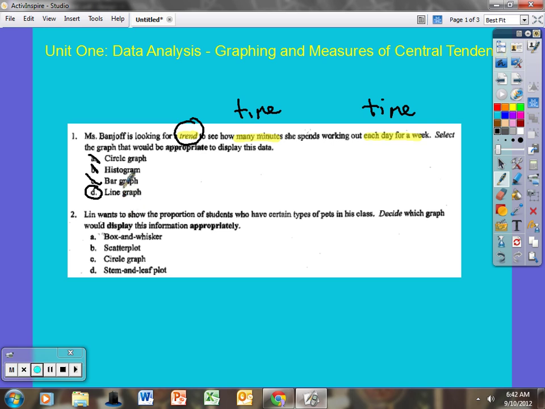A lot of kids chose both C and A for this one. A is not appropriate because we're not talking about percents. We're also not talking about the proportion of the whole that selected a certain thing.